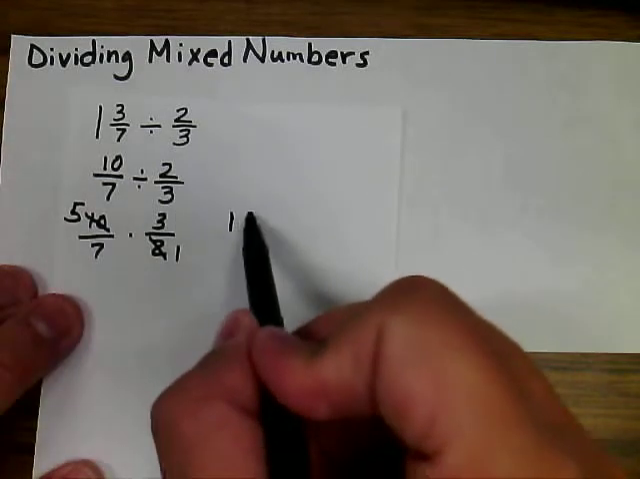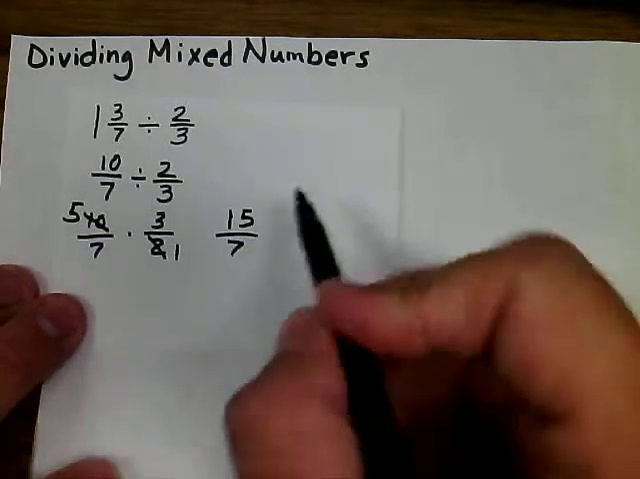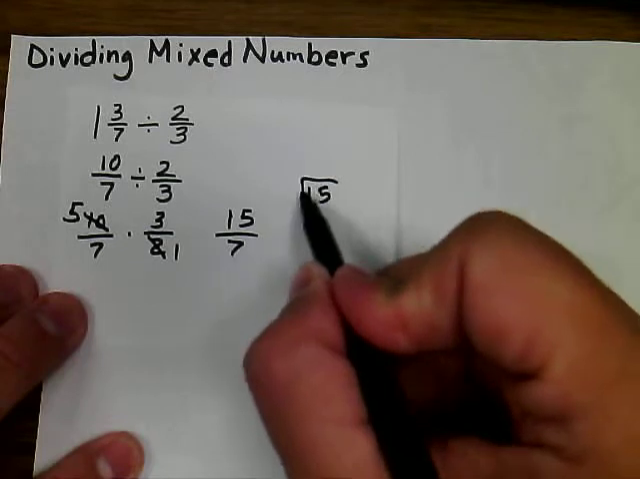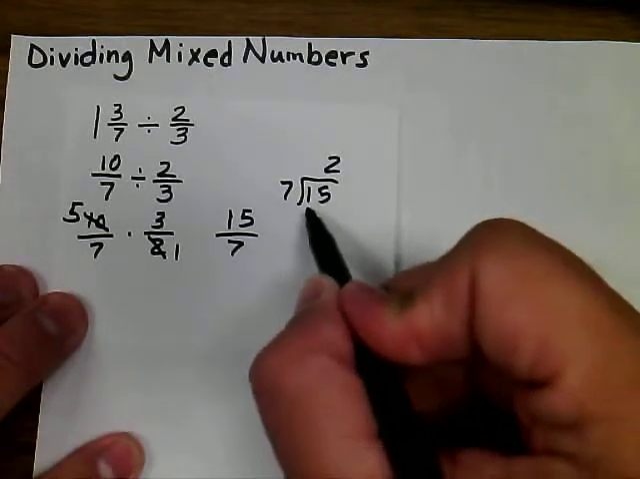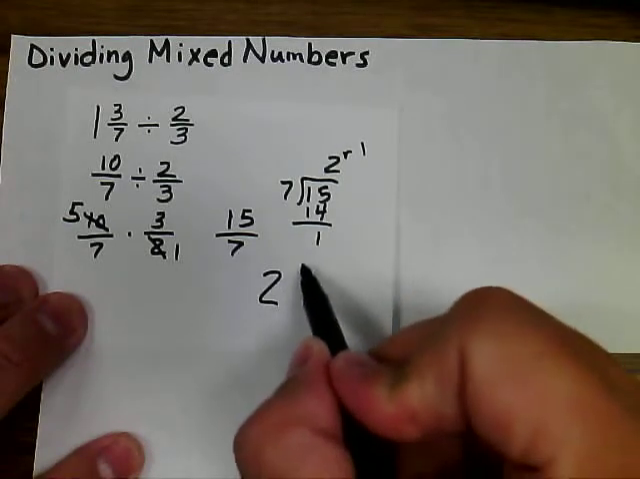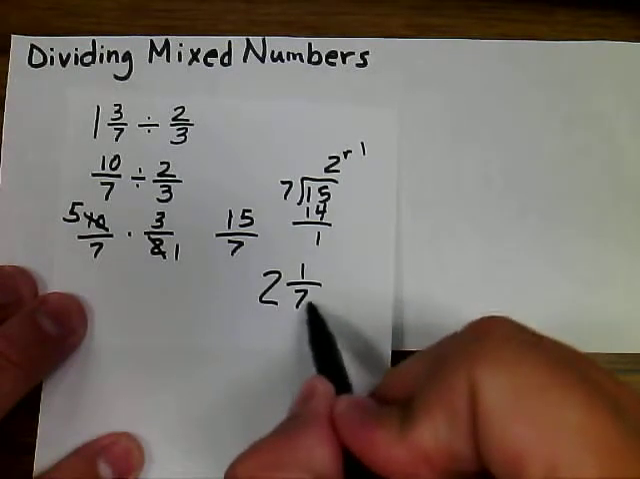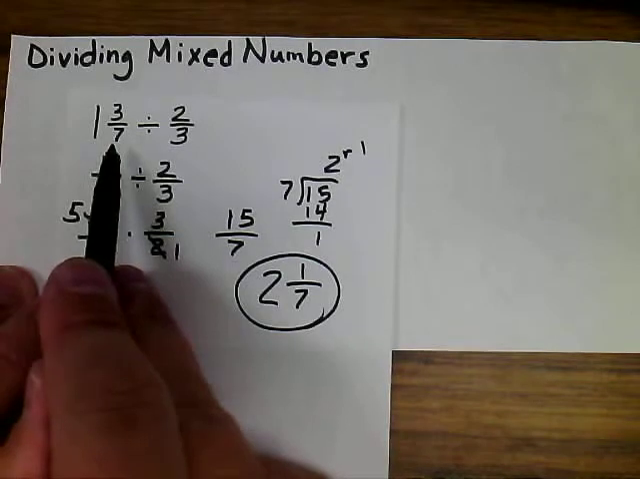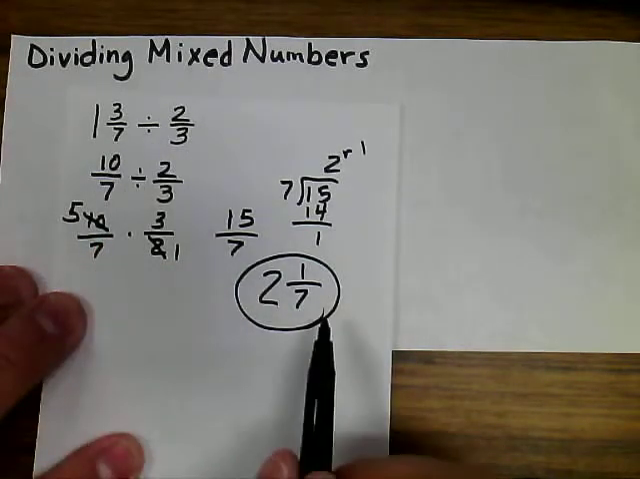5 times 3 is 15. 7 times 1 is 7. 15 divided by 7 is 2, with a remainder of 1. I write that with a 2, with a numerator of 1. My denominator stays the same. So 1 3/7 divided by 2/3 is 2 1/7.